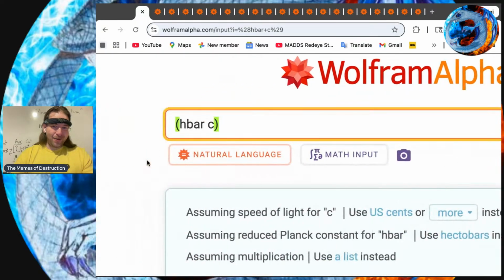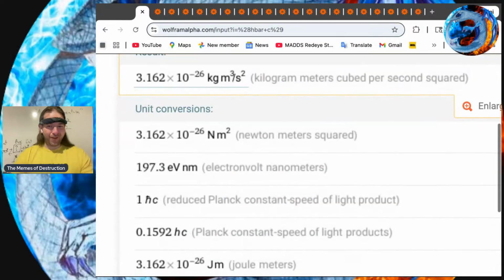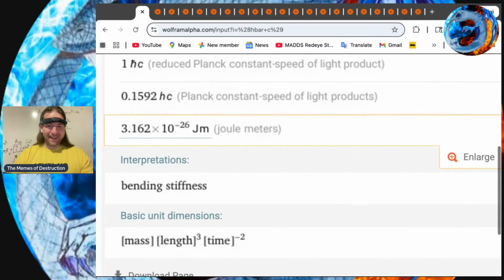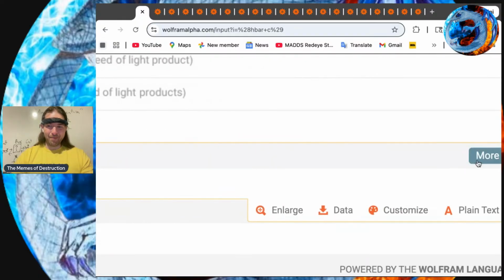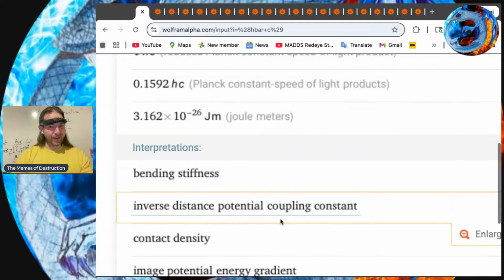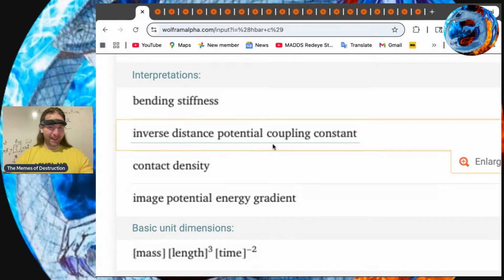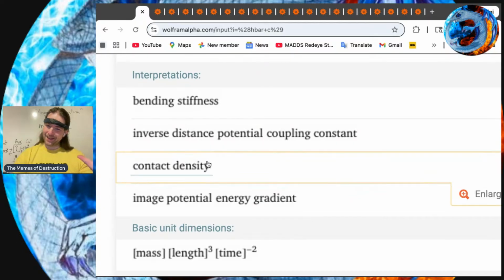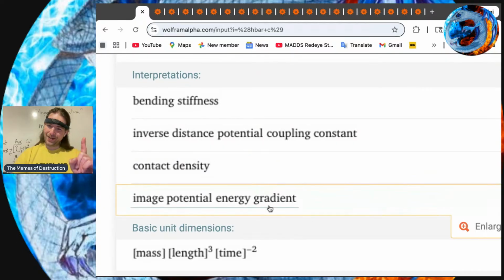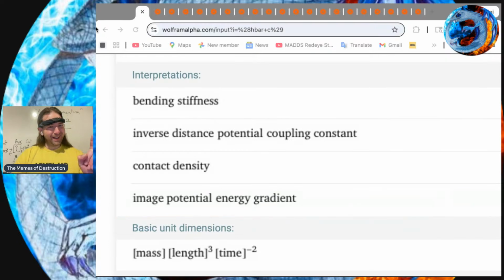I ain't no genius. I just literally know that Wolfram Alpha told me. It's our interpretation here. Bending stiffness. Or there are others, as we can see. Inverse distance potential coupling constant. Contact density. That sounds pretty good. Image potential energy gradient.